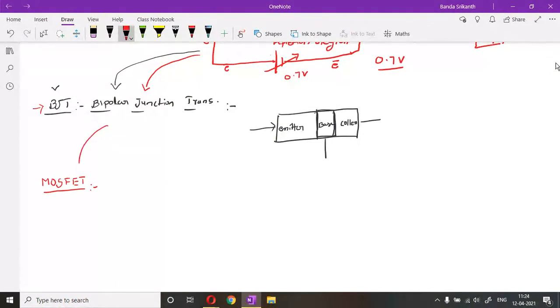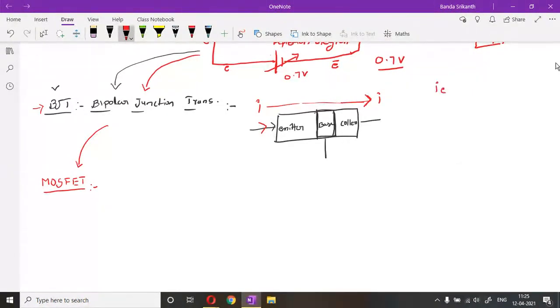Then why are people moving towards the MOSFET, even though the BJT is working very well? Again, why are they going to the MOSFET? What is the reason behind that? See, the emitter will emit the electrons, and some amount of current is coming. So this entire current will not go directly to the collector side. Why is the total amount of current not going towards the collector side? What is the reason?